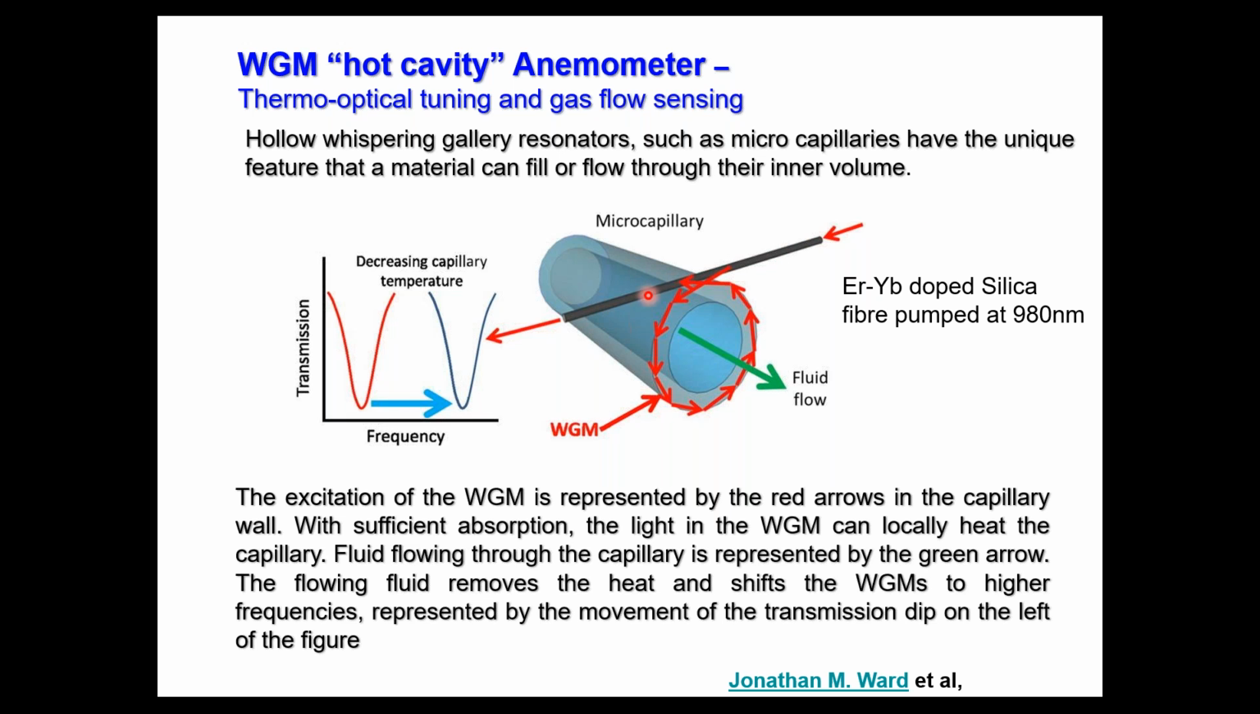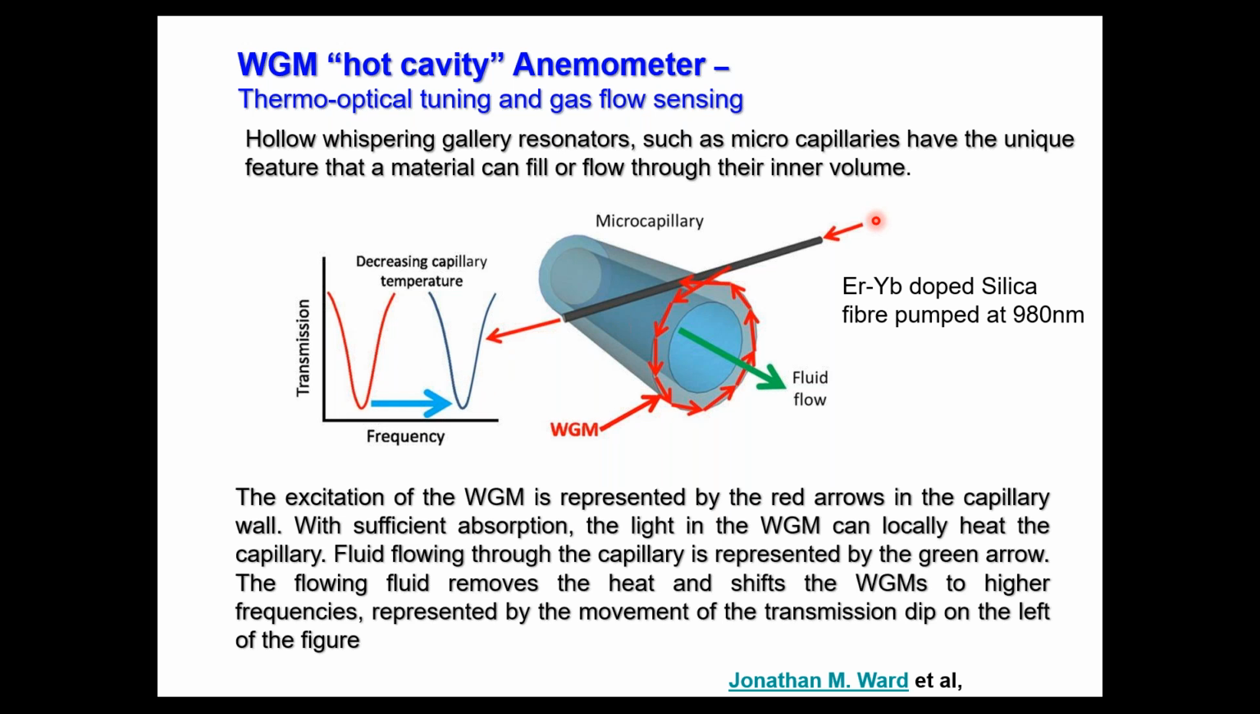So you have a fiber here. If you couple light through this fiber into this cavity, that is, this cavity is made of erbium ytterbium doped silica, the slight heating of this cavity by the absorption of light can change the diameter. That change in diameter will be measured in terms of the shift in the frequency.